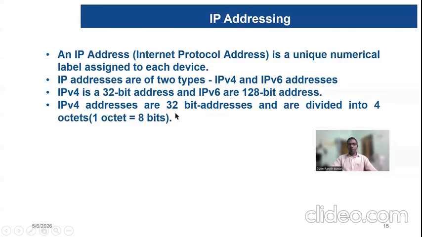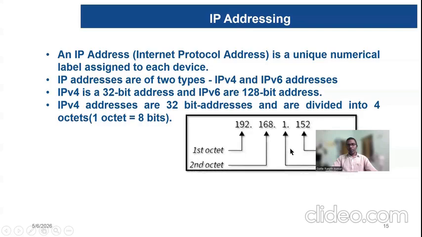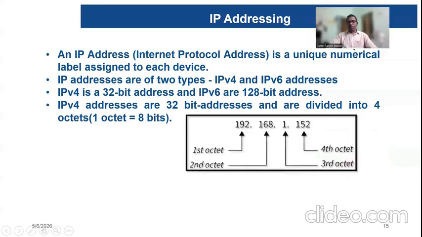These 32 bits will be divided into 4 octets. Let us see. This is an example for the IP address. Here the IP address is divided into 4 parts. We call these parts octets, and each octet size is 8 bits, meaning each can be represented in 8 binary bits. Like that, each octet is represented in 8 binary bits.